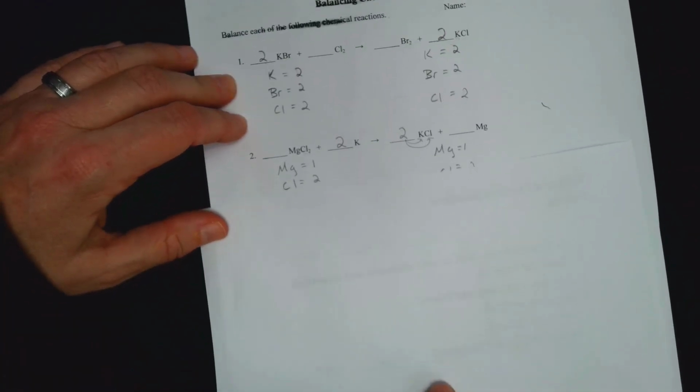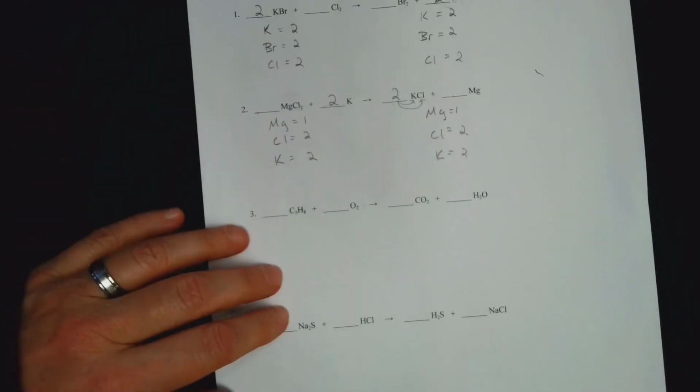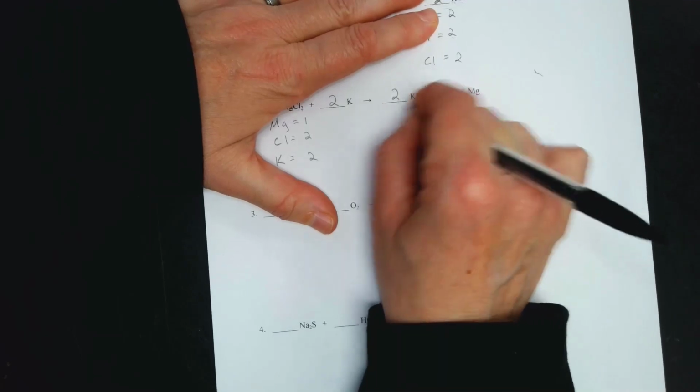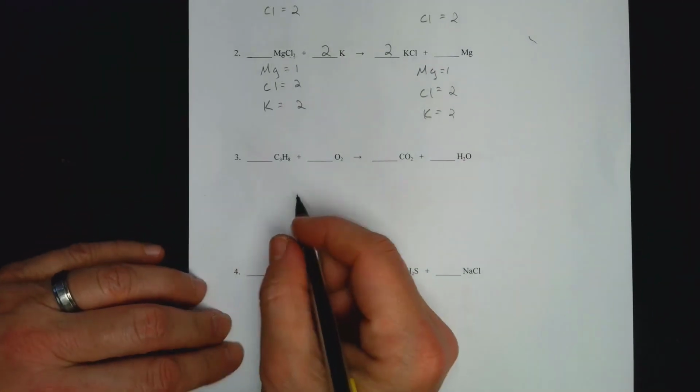My magnesiums are balanced. My chlorines are balanced. My potassiums are balanced. I'm all done here. I'm just going to clean that up a little bit so I can easily see what my coefficients say. And that's going to take us to number 3. Number 3 is a little trickier.